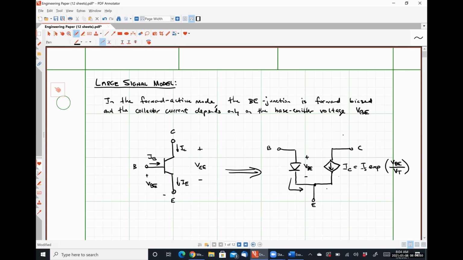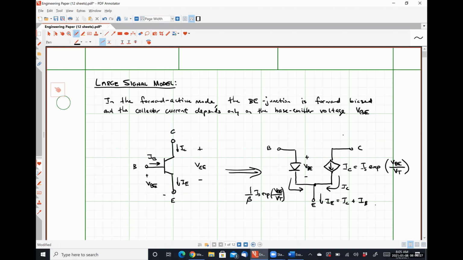So this is our collector current, IC. We know that there is a relationship between the collector current and the base current. So over here, our base current is 1 over beta times IS EXP VBE over VT. And finally, we have our emitter current, where the emitter current is simply the sum of the base current and the collector current. So this is our large signal model, okay?